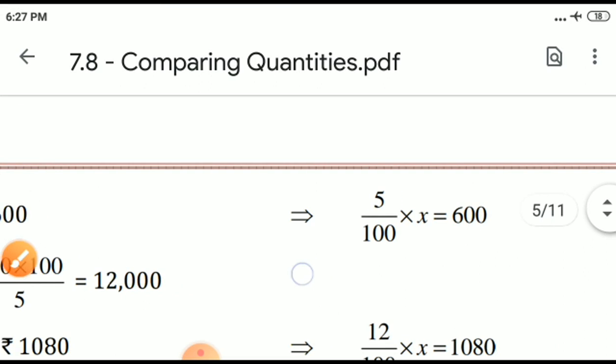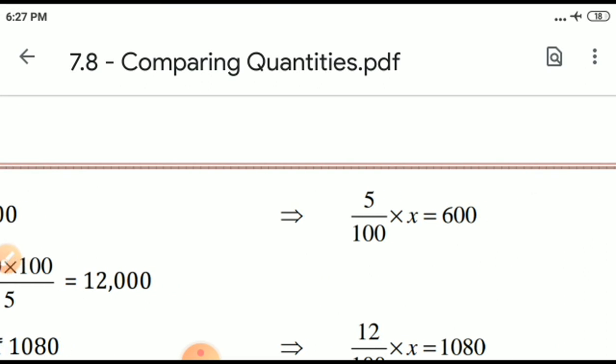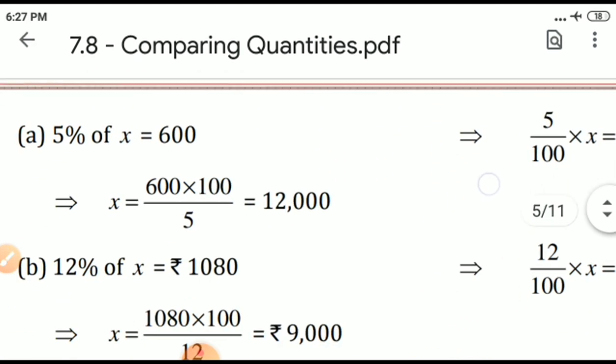It is shown here 5 upon 100 multiplied by x. We are shifting the number from the left side to the right side. When it is multiplied, you can make it a division sign. With the division sign, 100 will go up and 5 will be downside. Is it? Yes, correct.